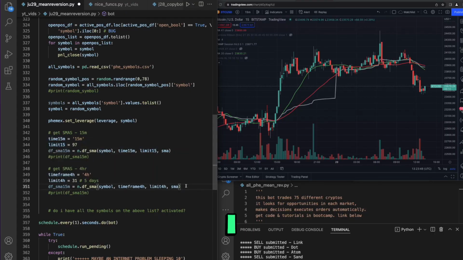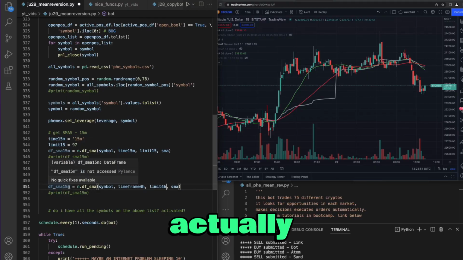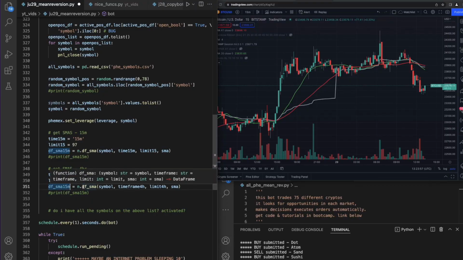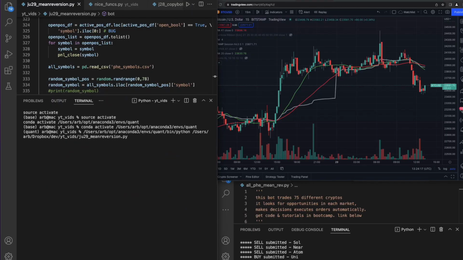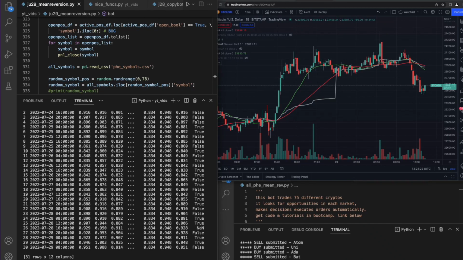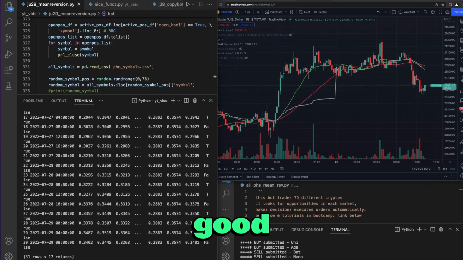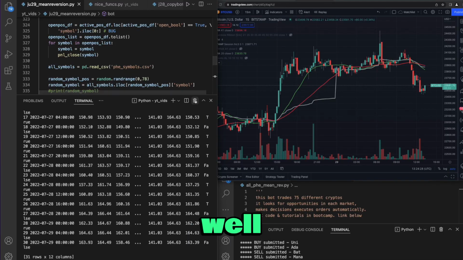And from there, I think we can keep on moving because I should change this actually. This should be SMA 4-hour like that. And then let's go ahead and see if this prints out. DF SMA 4-hour in here instead, just like that. And this now should print out the 4-hour SMA every 1 second. Okay, it's looking good. It's doing it. We're going well.